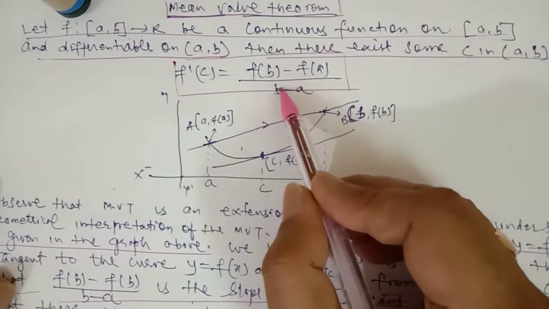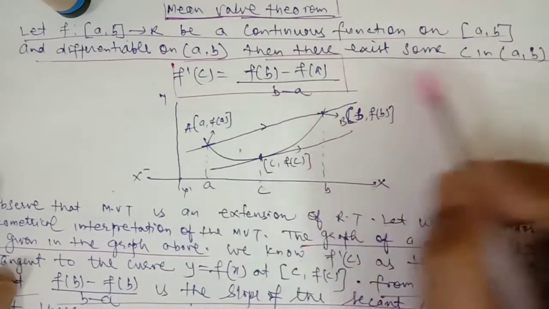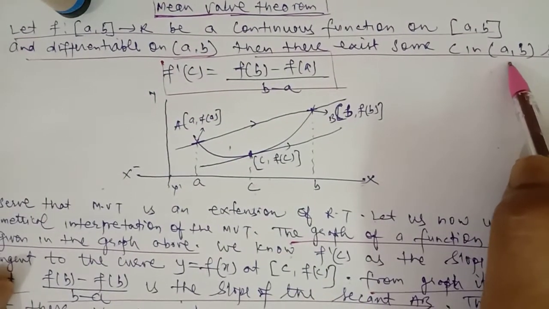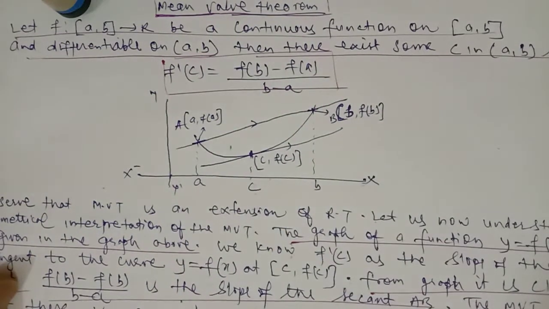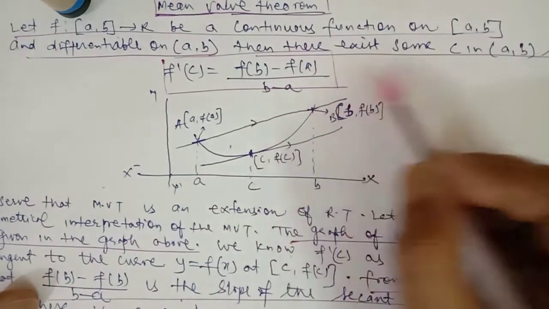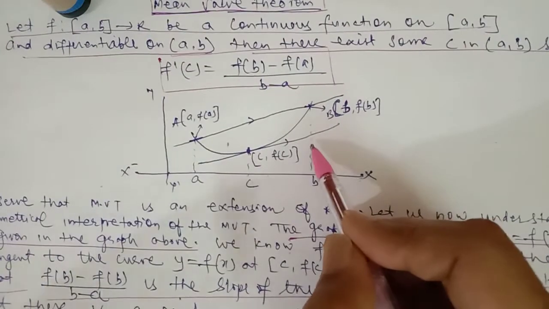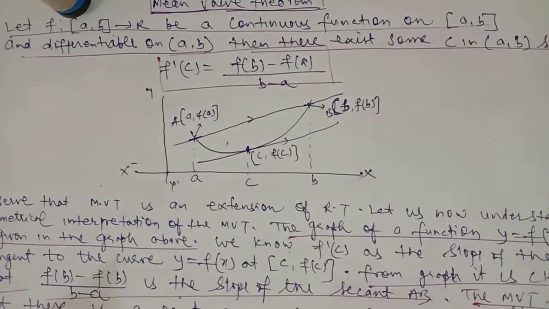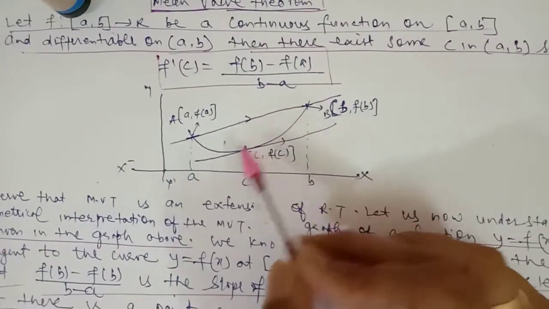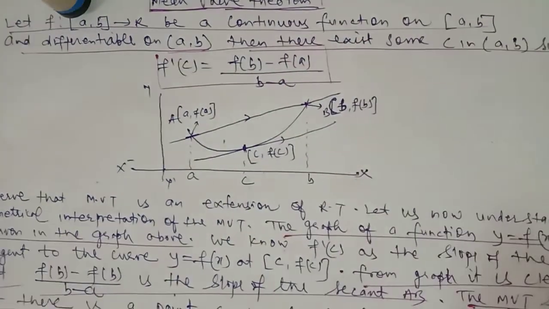So the main difference between the mean value theorem and Rolle's theorem is this. In Rolle's theorem we have f'(c) equal to 0, and c lies in the open interval. In the mean value theorem we have f'(c) equal to (f(b) minus f(a)) upon (b minus a), and the c we get should lie in the open interval (a, b). And in Rolle's theorem, the tangent at point c is parallel to the x-axis, whereas in the mean value theorem, the tangent is parallel to the secant joining these 2 points a and b.